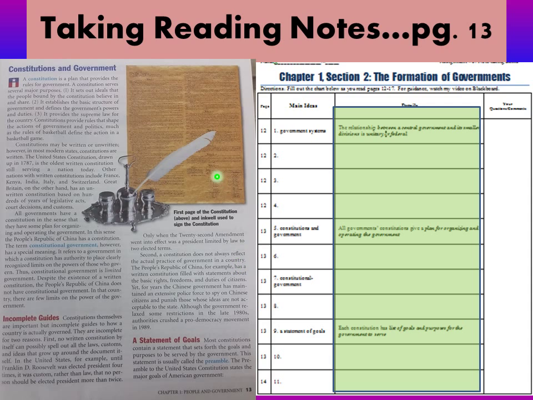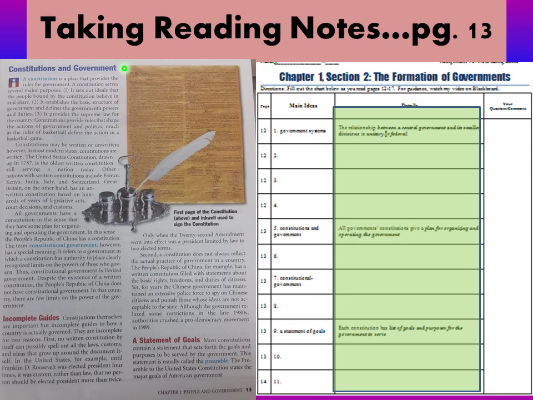Okay, continuing on. Constitutions and government. Now for this one, I had to read a little bit before I got my answer. It says all governments, constitutions give a plan for organizing and operating the government, so you don't have to write that. Okay, I'm going to read from here down to here, and then we're going to go back and put an answer for constitution.